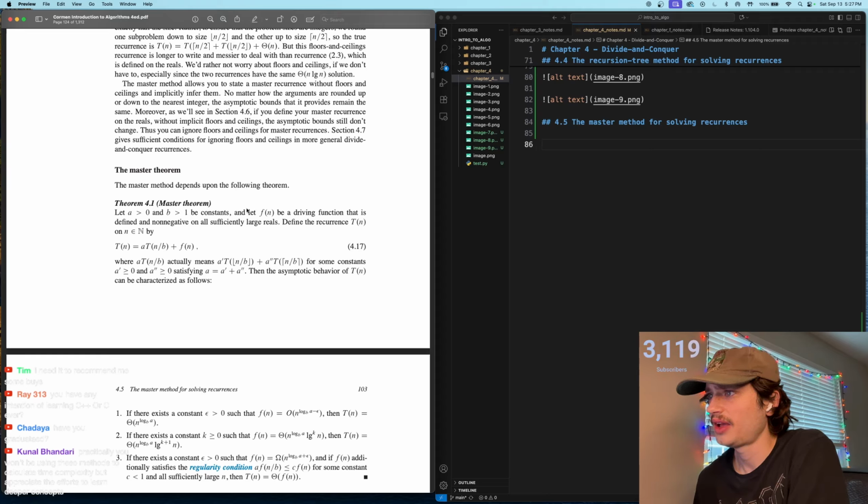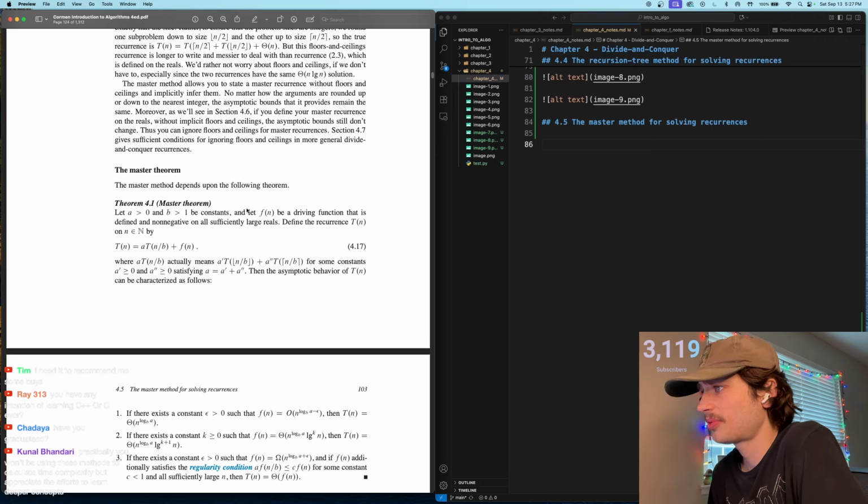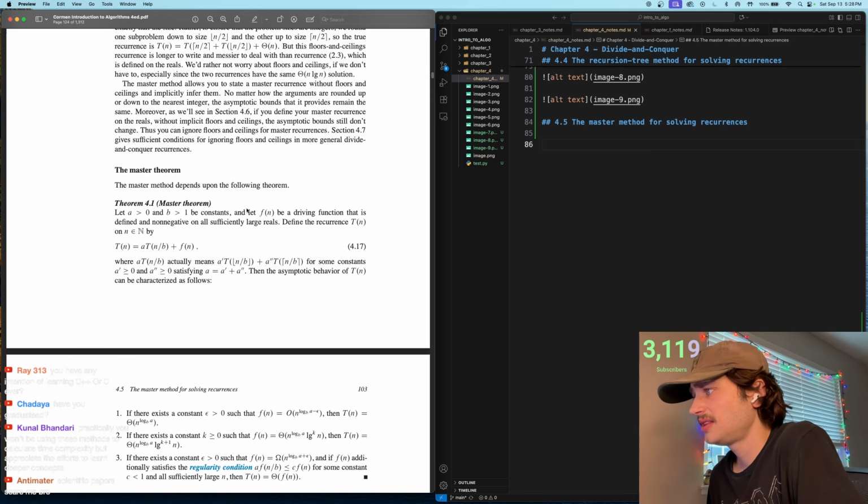Define the recurrence T(n) on the values of n by T(n) = aT(n/b) + f(n), where aT(n/b) actually means a′T(⌊n/b⌋) + a″T(⌈n/b⌉) for some constants a′ > 0 and a″ ≥ 0, satisfying a = a′ + a″. Then the asymptotic behavior of T(n) can be characterized as follows.